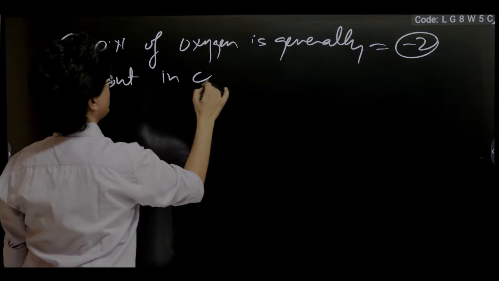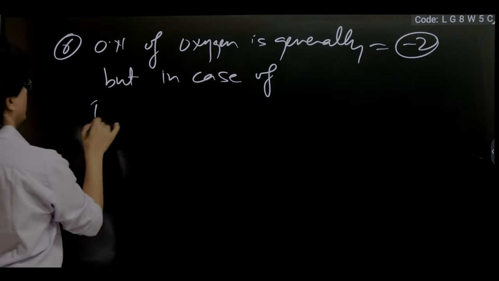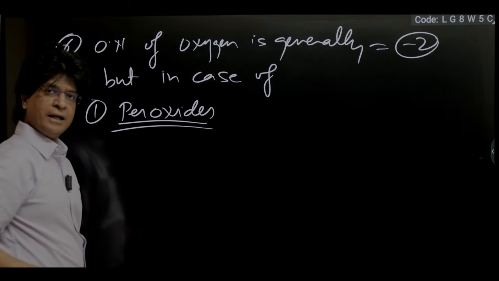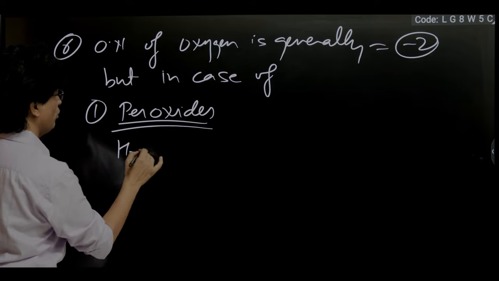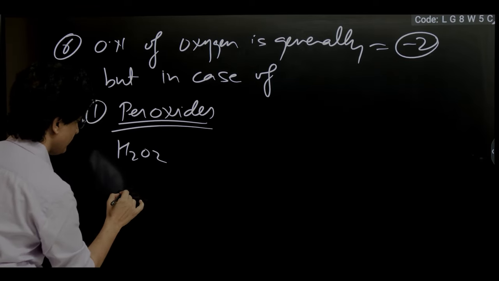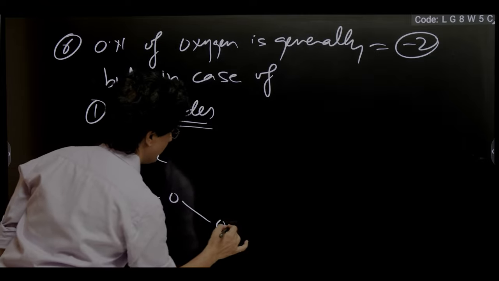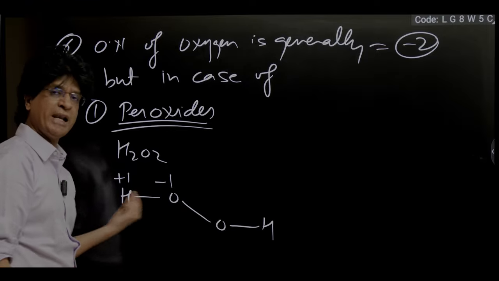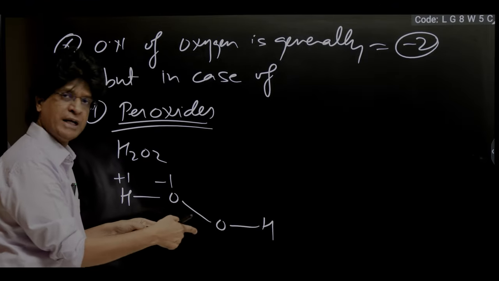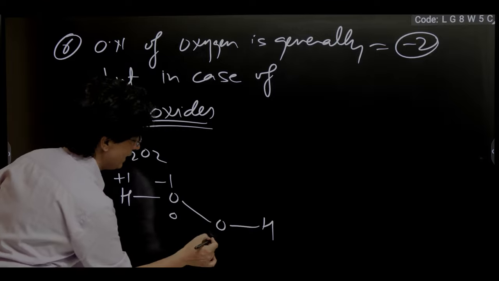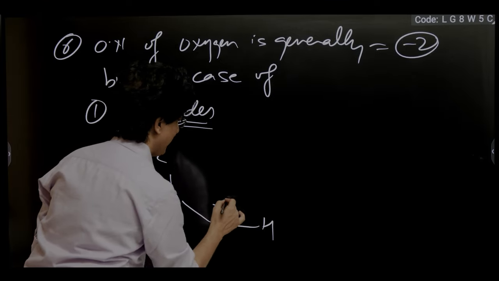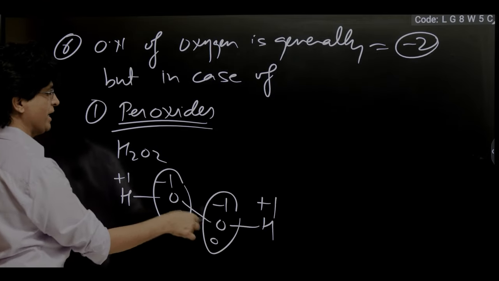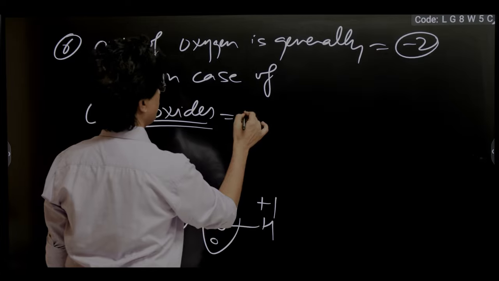But in case of, first one, peroxides. In case of peroxide, for example, H2O2, let's see that. The structure is H, O, O and H. So for each bond, plus 1, minus 1, because oxygen is more electronegative. The O, O bond has the same electronegativity, a covalent bond, so 0 and 0. And for this one, minus 1 and plus 1. So you can see the oxidation number of oxygen in peroxide is minus 1.